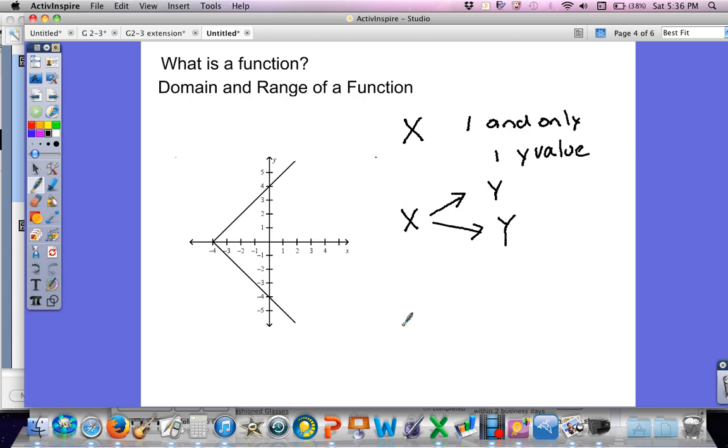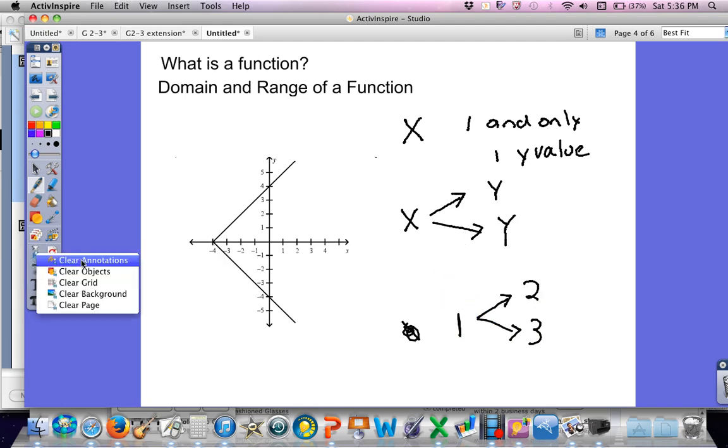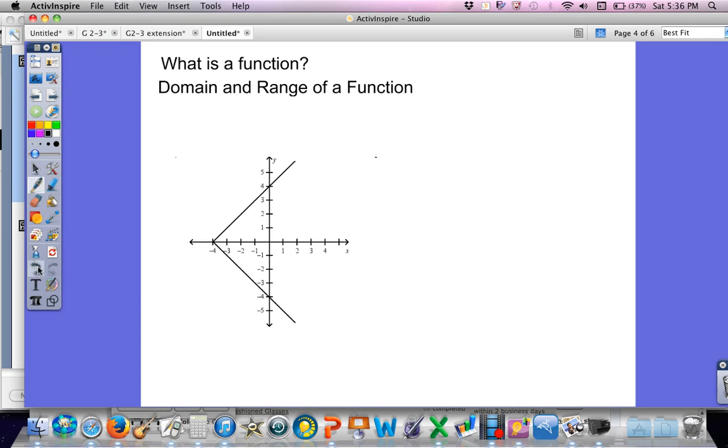Let's think about that mathematically. Let's say your x was 1. You can't have y sometimes be 2 and sometimes be 3. Because think about it, mathematically, there's nothing you can do to 1 that, if you do it, sometimes you'll get 2 and sometimes you'll get 3. Math is the type of thing that if you put a number into an equation, you're going to get the same answer every time. We tell the kids a good way to check this is called a vertical line test.